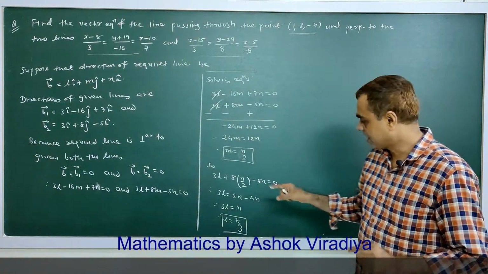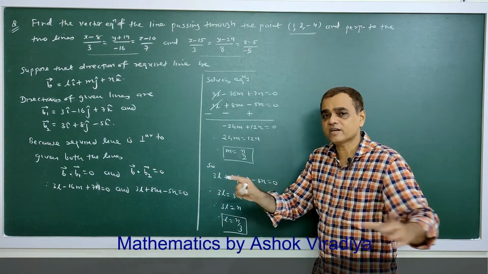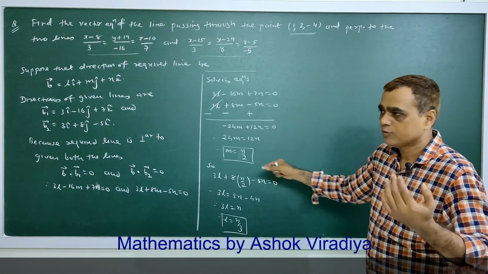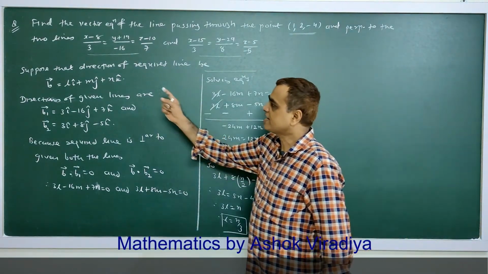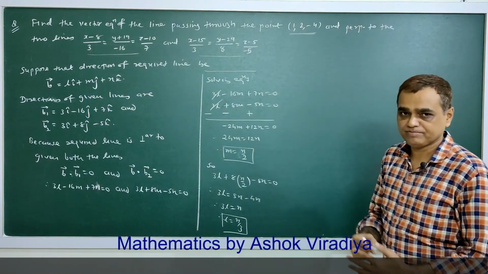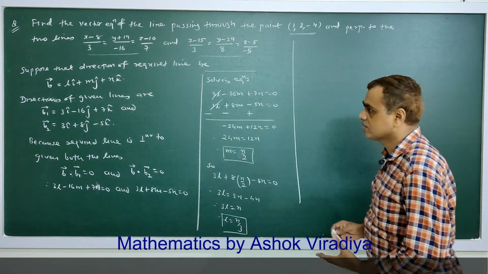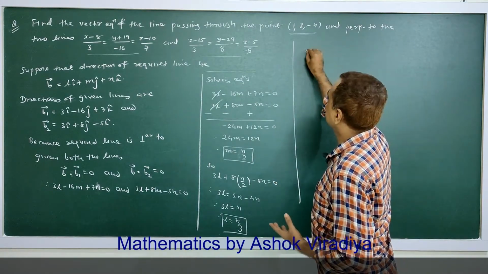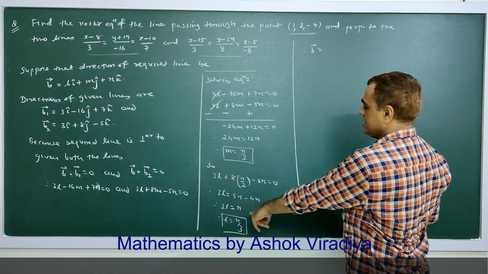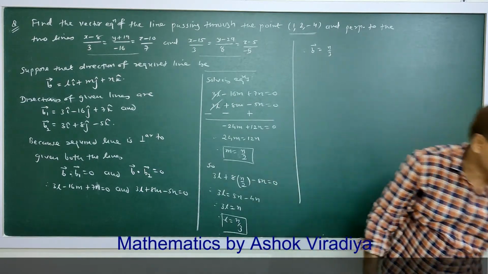So l is n by 3, m is n by 2, and n is n. n is any real. So taking help of n, small n, we can have infinitely many such vectors showing the direction of the required line. Now, these values l, m, n, therefore vector b, putting in b, l is n by 3, or directly we write the equation of the required line.